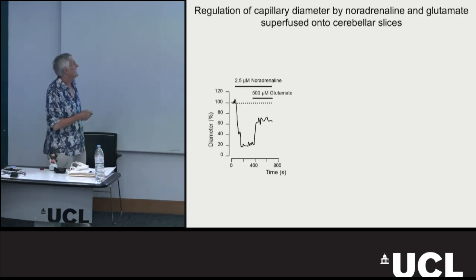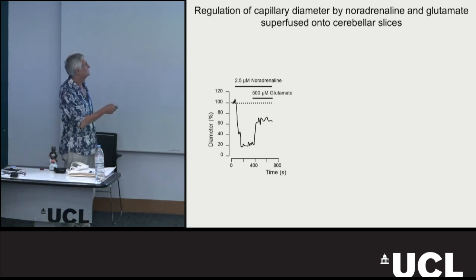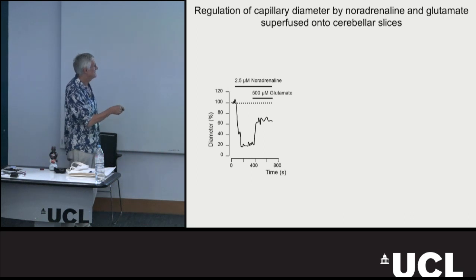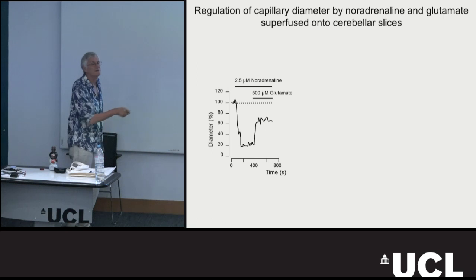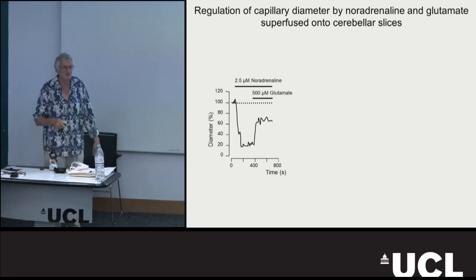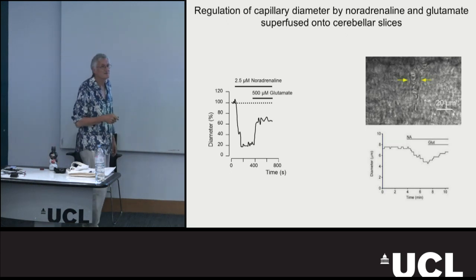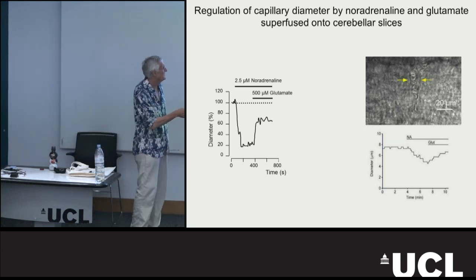I'll show you a movie of this in a second. If we apply noradrenaline to capillaries, we find that the capillary diameter goes down at pericytes. And if you superimpose glutamate, you find the diameter goes up. The glutamate mimics neuronal activity, also evokes neuronal activity. So here's a movie of this happening in the molecular layer of the cerebellum.